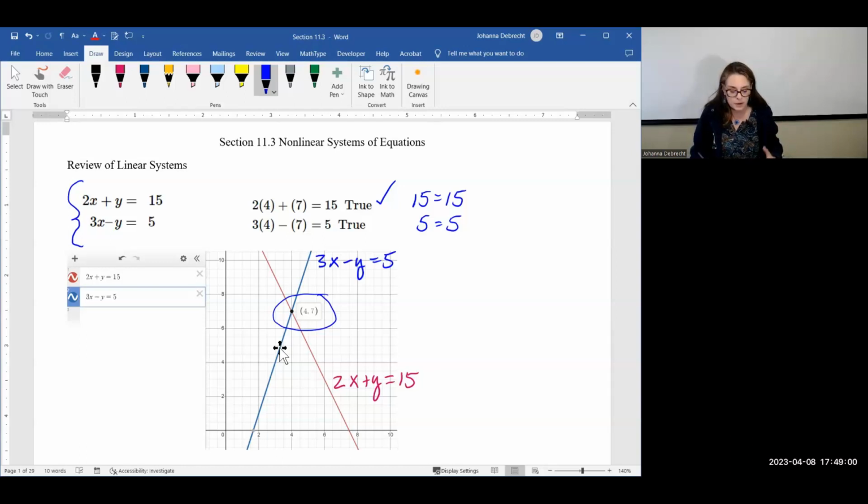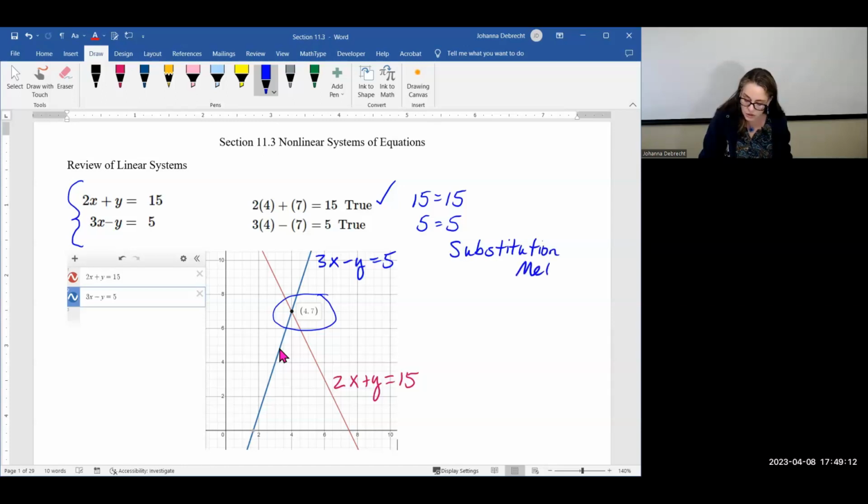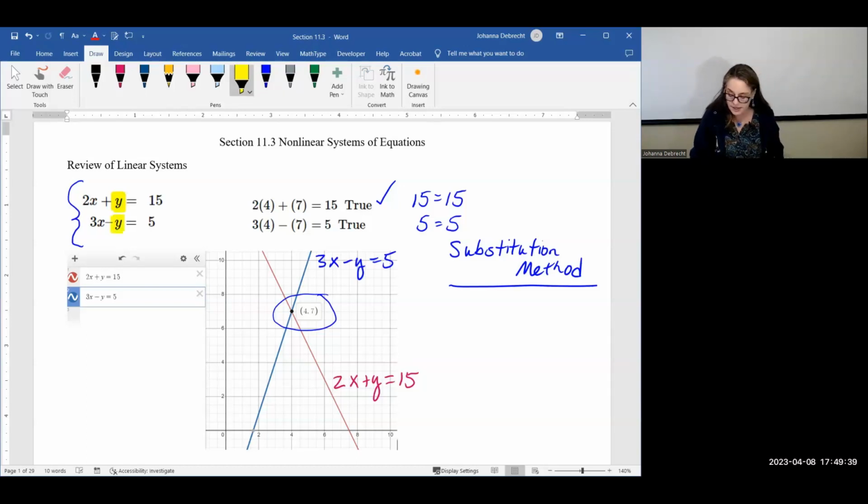So we need algebra. What we're going to do is first look at the substitution method. And when you use the substitution method, and I will tell you that it is probably the most commonly used method, we look for a variable term with a 1 or a -1 coefficient. Those are the ones that are easiest to solve for. So when we look at the equations over here, which ones would be the easiest to solve for? The y out of the first equation or the y out of the second equation? Those would be the simplest to solve for.